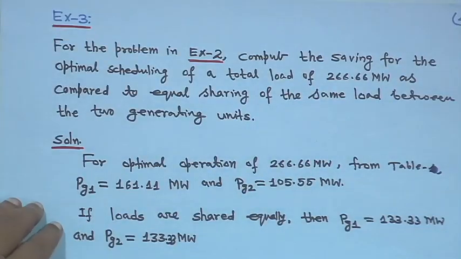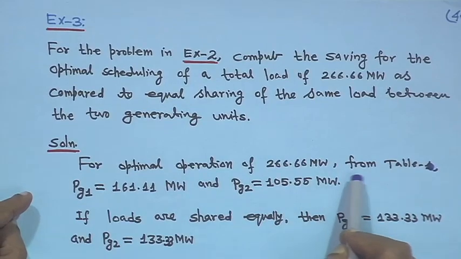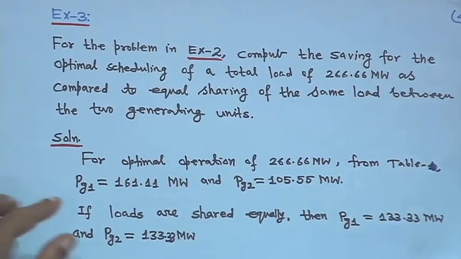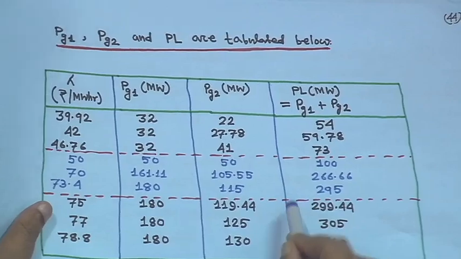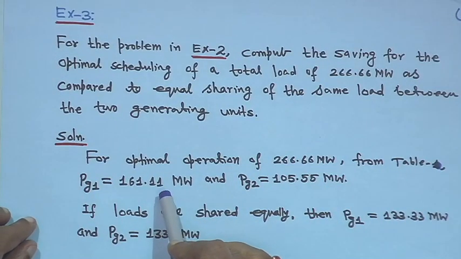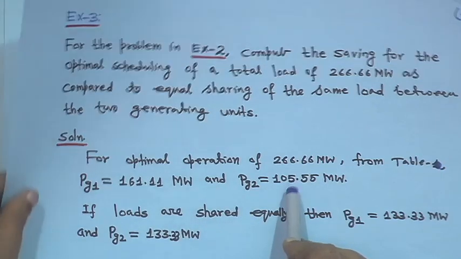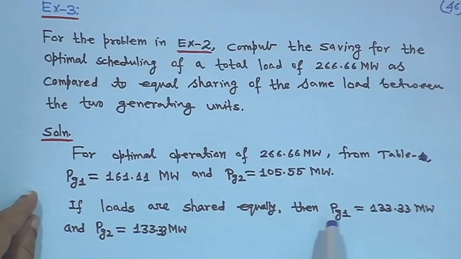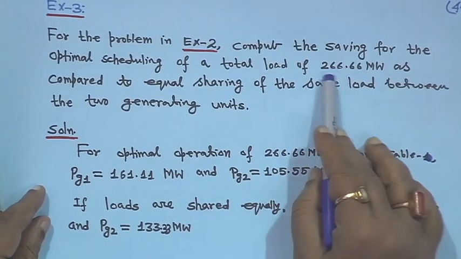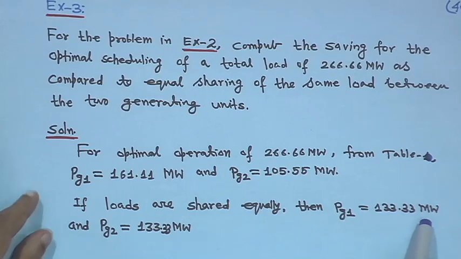So, for optimal operation of 266.66 megawatt, from this table only, Pg1 is equal to 161.11 megawatt and Pg2 is equal to 105.5 megawatt. If loads are shared equally, then it will be divided by 2. So, Pg1 will be 133.33 megawatt and Pg2 is equal to 133.33 megawatt, both are equal.